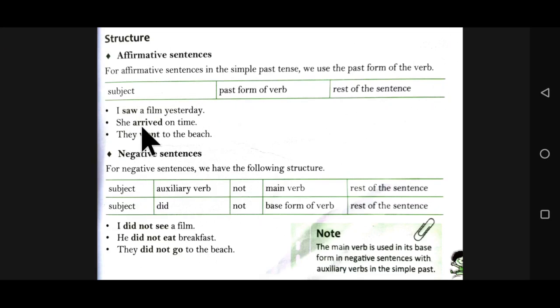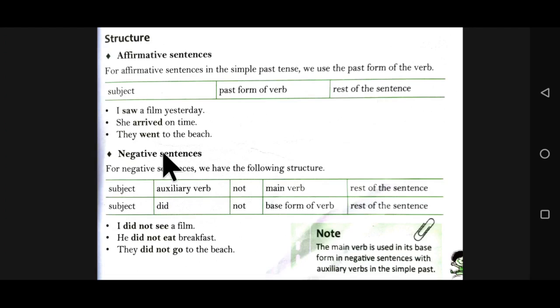Now let's try to understand with an example. She arrived on time. So first she is subject, then arrived. Arrived here is verb, and it is in which form? It is in the past form of the verb. Then on time, that is the rest of the sentence. So this was the structure for affirmative sentence.